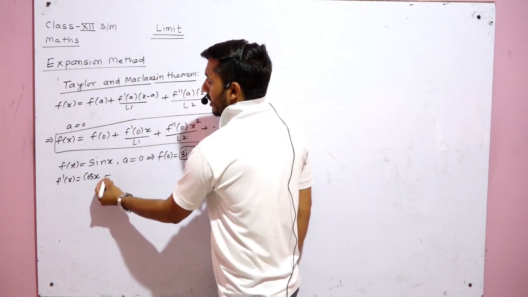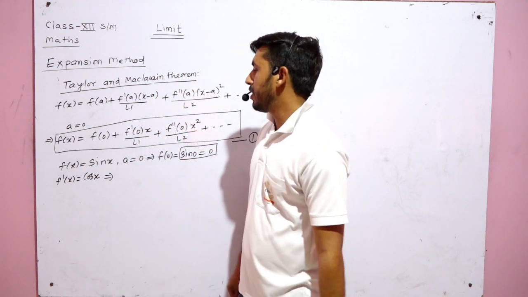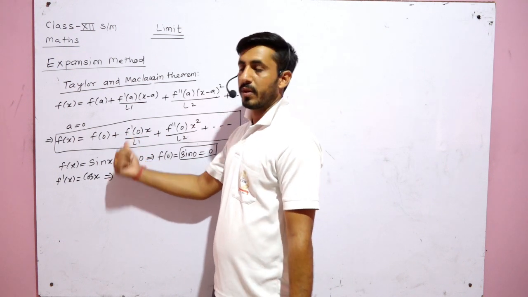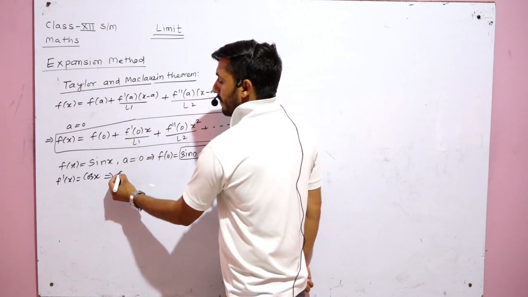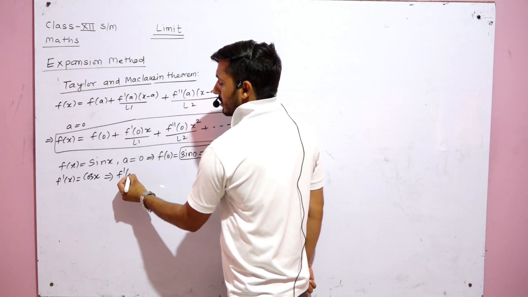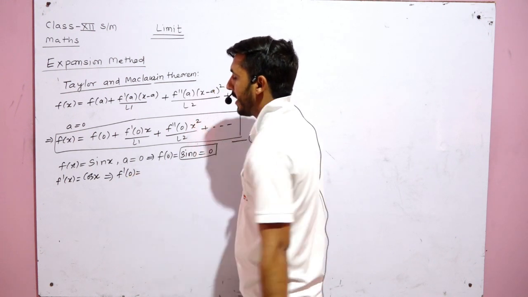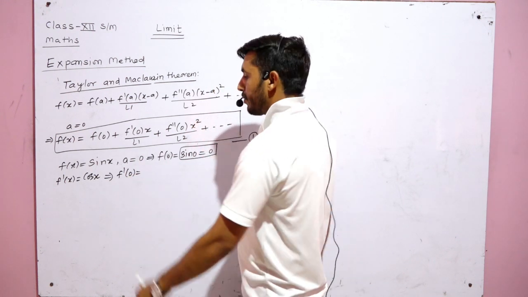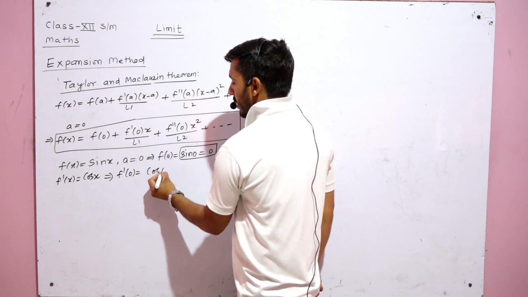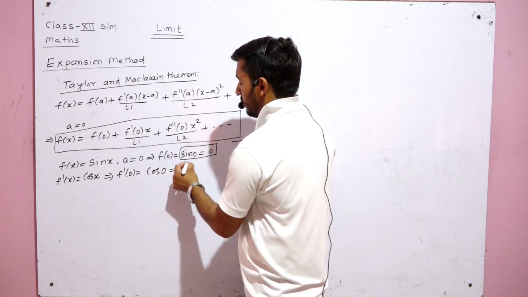Then from here we will find the value of f dash 0. How? If I put the value of x equal to 0, then f dash 0 is equal to cos 0, and the value of cos 0 is equal to 1.